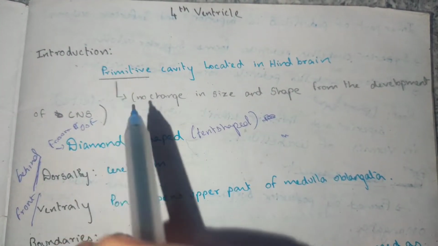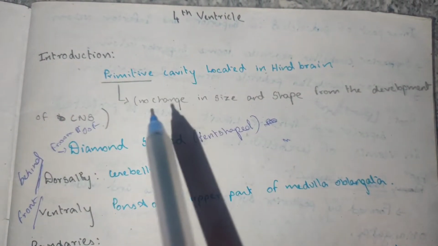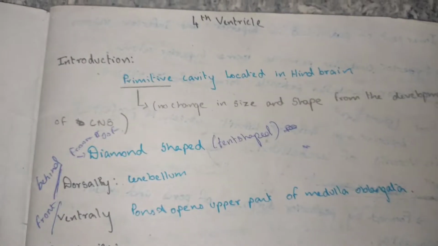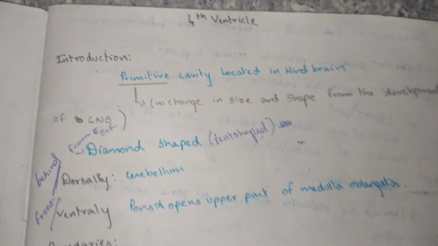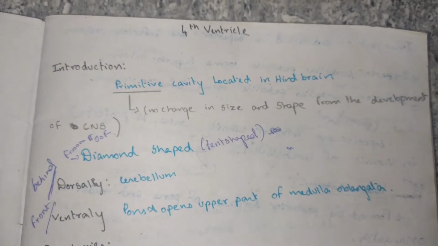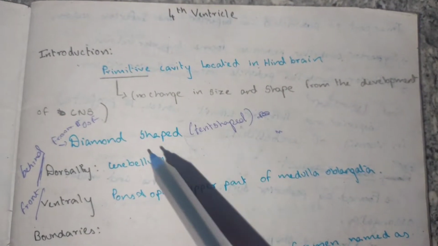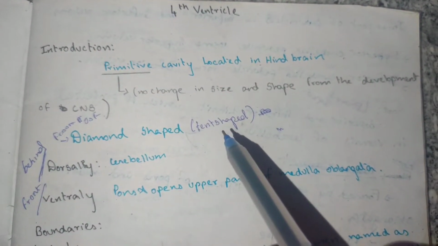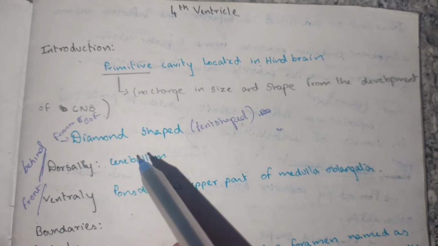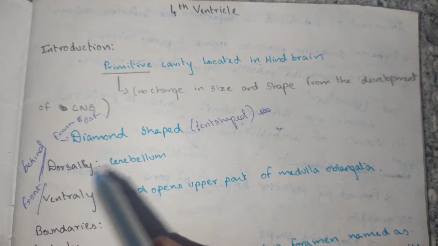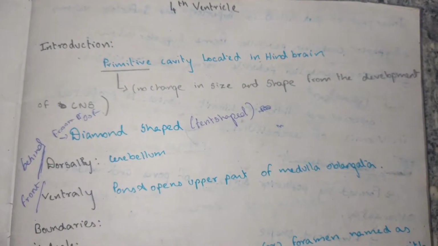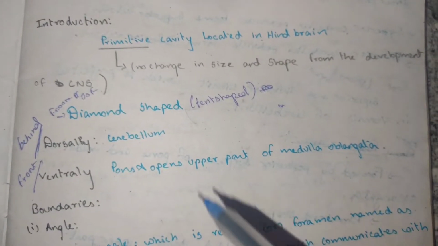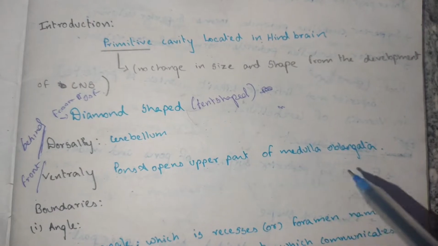The word primitive means there is no change in size and shape of the fourth ventricle from the development of the CNS. It is diamond shaped and tent shaped. Dorsally, behind the fourth ventricle, is the cerebellum, and in front of the fourth ventricle there is the pons and the upper part of the medulla oblongata.